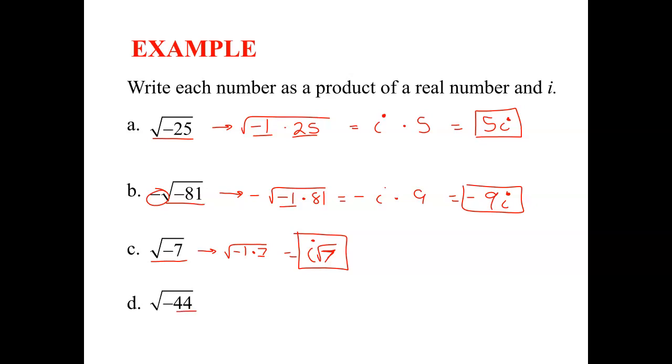Alright? So I need to break this apart into negative 1 and 44. Does 44 have a factor that is a perfect square? 11 and 4. So I got 4 and I got 11.